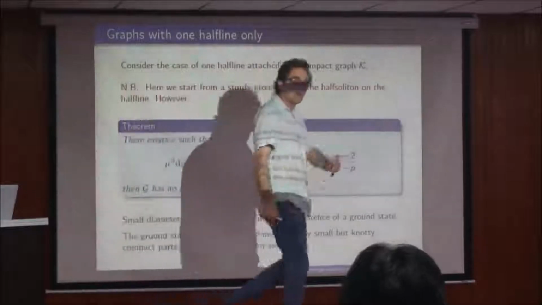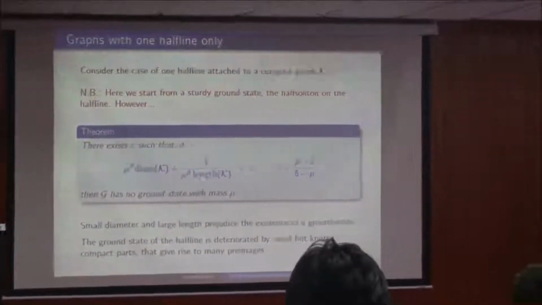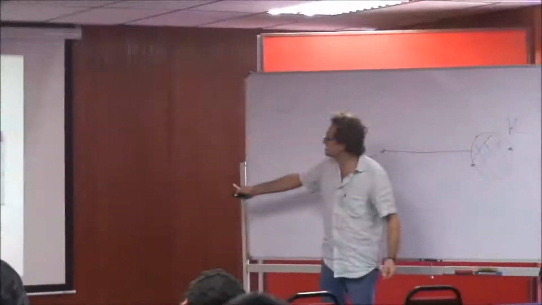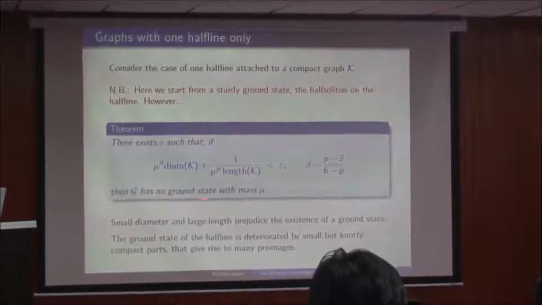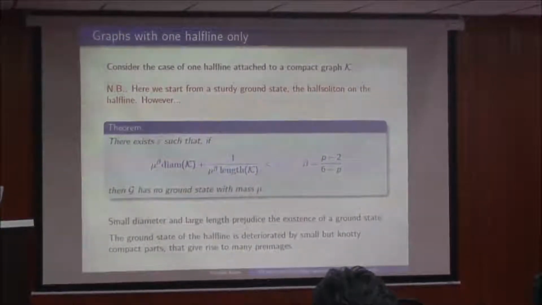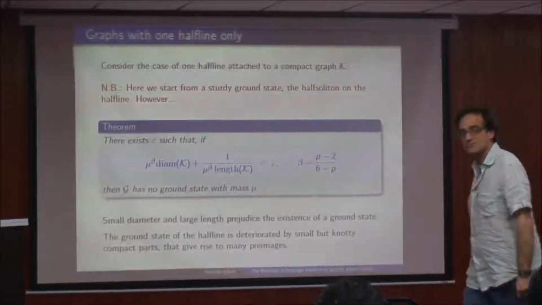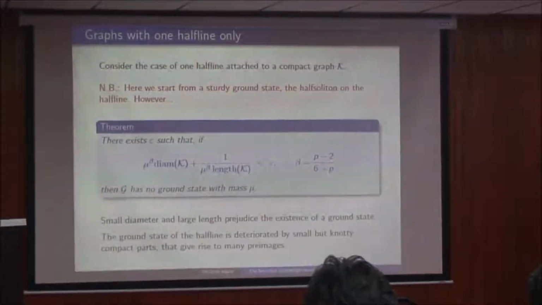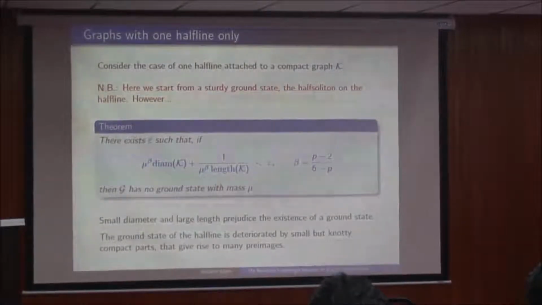What is the length? It is the sum of the lengths of all edges. If this quantity is less than this sort of magic number epsilon, then G has no ground state with mass mu, even if there is only one half line. So it is possible to perturb a half line in such a way that the ground state is lost.